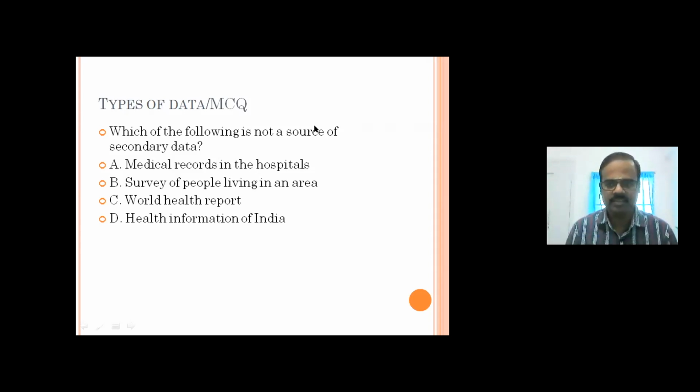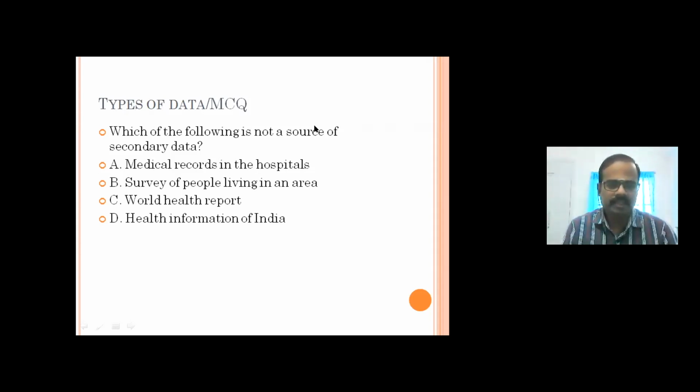Raghu, can you answer this question? No. Basically, data are classified into primary data and secondary data. Now I'll explain what primary and secondary data are, then Raghu will be able to answer the question. Primary data is data which is obtained directly from the individual. Secondary data, you obtain from already existing records. So now, can you tell me which is not a source of secondary data? Survey of people living in an area.